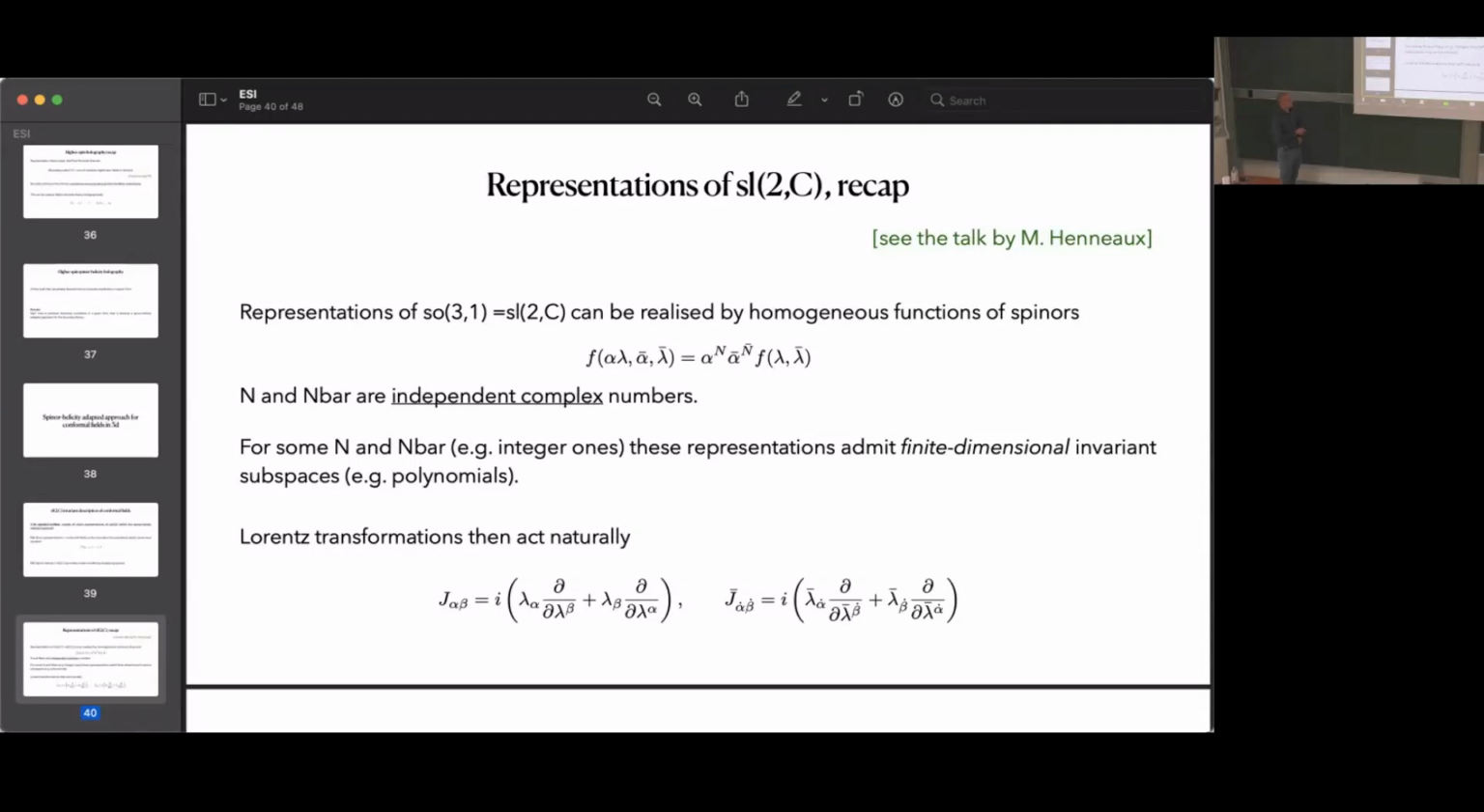Another thing is that if you take n and n̄ to be specific values like integer ones, then these spaces of homogeneous functions contain polynomials, right? And clearly polynomials under these SL(2,C) rotations go into polynomials. So there are these finite-dimensional representations inside these infinite-dimensional ones. One can of course factor them out. But in the following, we'll be mostly interested in infinite-dimensional representations. Well, as before, Lorentz transformations act naturally. So this.